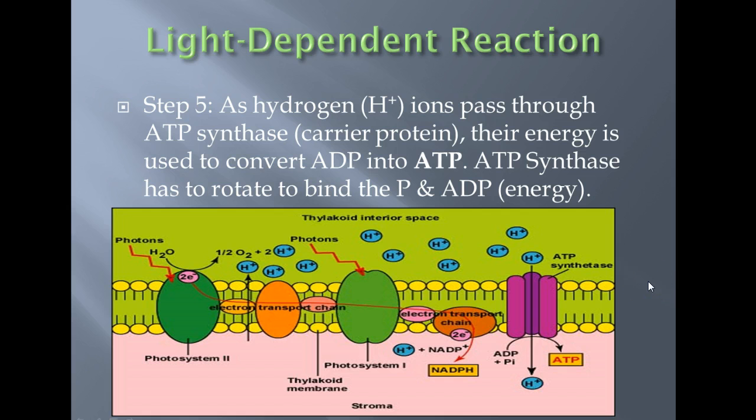Okay? Last one, as hydrogen passes through, here's my carrier protein. Remember, my carrier protein helps me to add high energy electrons. We use that energy to make ADP into ATP. That ATP synthase, we call it. This carrier protein is called ATP synthase. Think of it like this. When you synthesize, you create something. ATP synthase makes ATP. Okay.